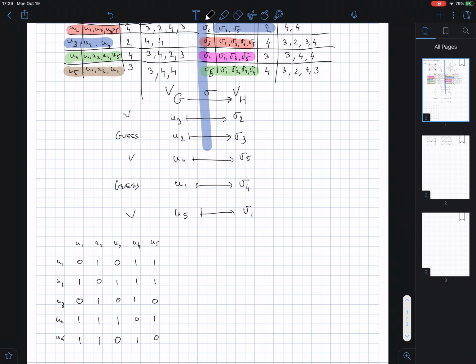Again, sanity check. Do we have a symmetric matrix? If I go around this diagonal, it looks very symmetric, so I think I filled it in correctly. Okay. So what needs to be done now?